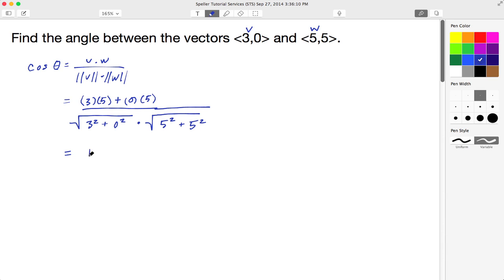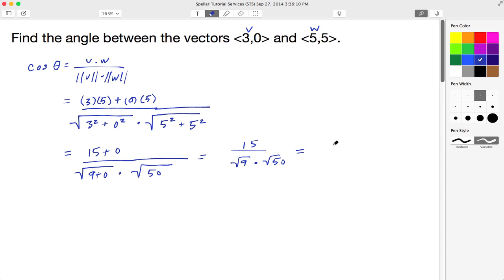Well, 3 times 5 gives me 15, plus 0 times 5 gives me 0, over 3 squared is 9, and 0 squared is 0, and then still here in my denominator I have 5 squared plus 5 squared. Well, 5 squared is 25, so 25 plus 25 gives me 50. So let's clean this up a bit. Numerator of 15, denominator here of root 9 times root 50.